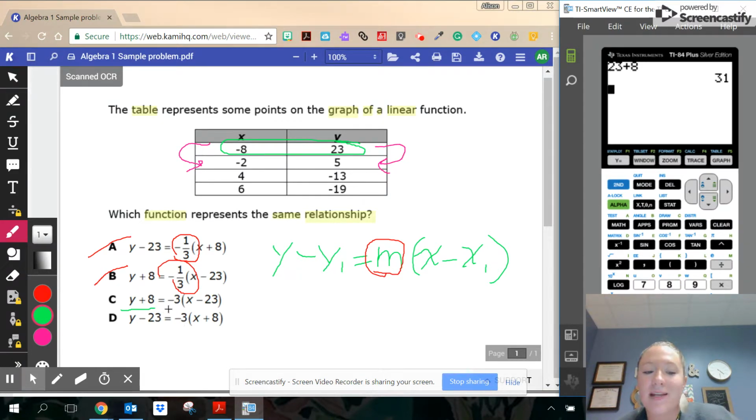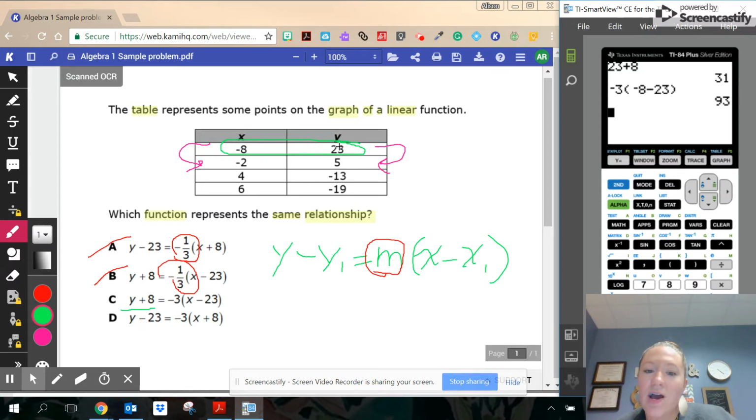I get 31. Let's see if that's equal to what I have on the other side: negative 3, again just from my equation, with parentheses. Instead of x, I'm going to use my negative 8, negative 8, following the equation, minus 23. Let's see what this equals. 93. Are these two sides equal when I plug in this point? No. So the equation in C is not the same relationship as the table that they gave me.